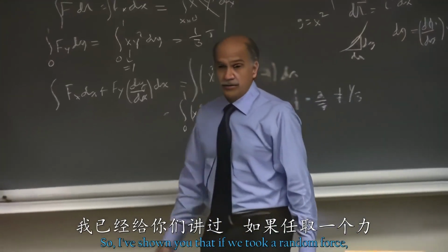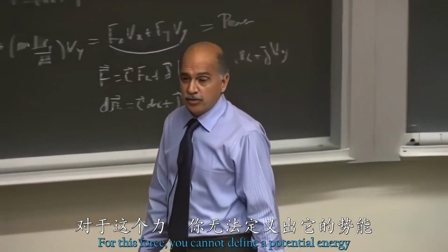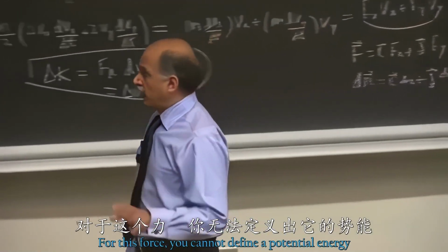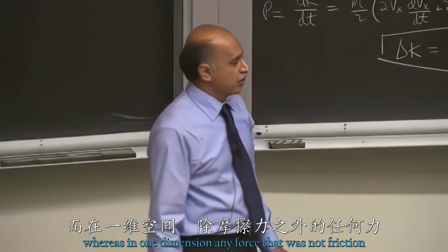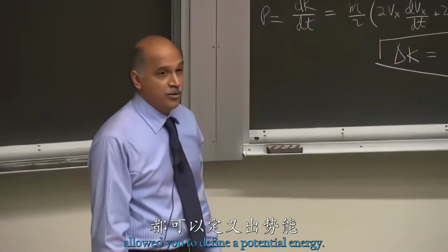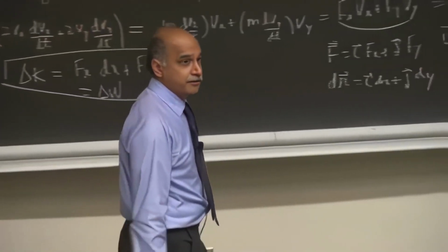So I've shown you that if we took a random force, the work done is dependent on the path. For this force, you cannot define a potential energy. Whereas in one dimension, any force that was not friction allowed you to define a potential energy. In higher dimension, you just cannot do that. That's the main point.